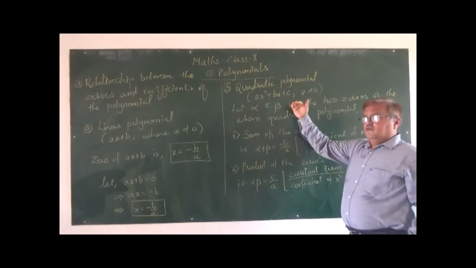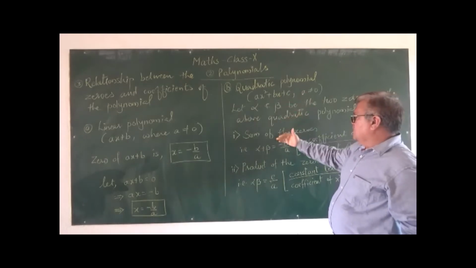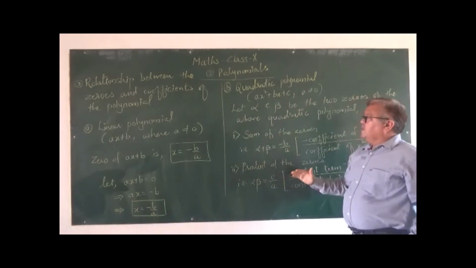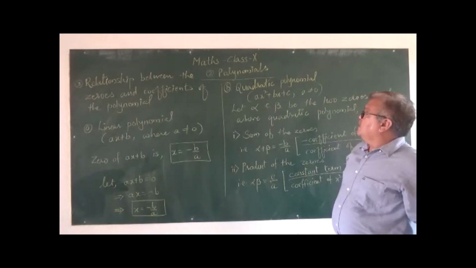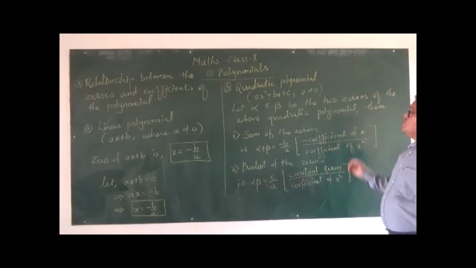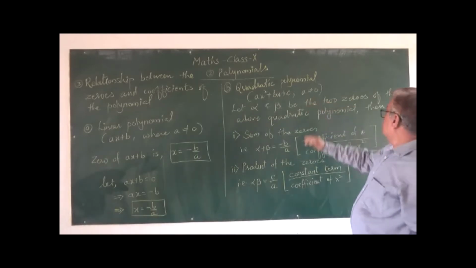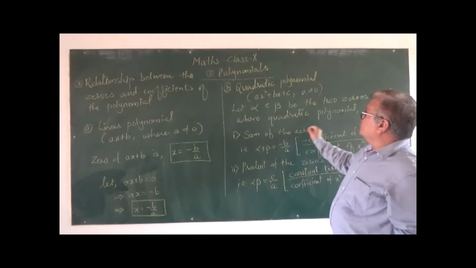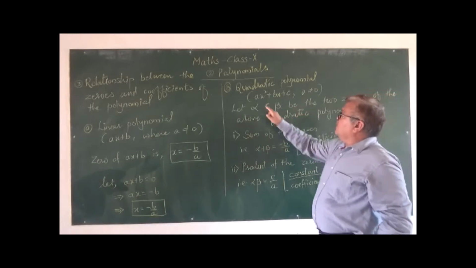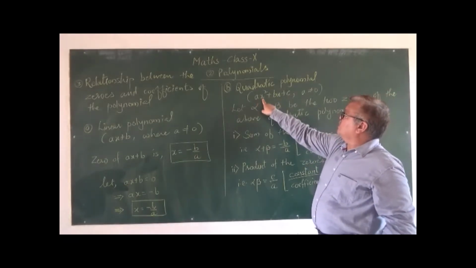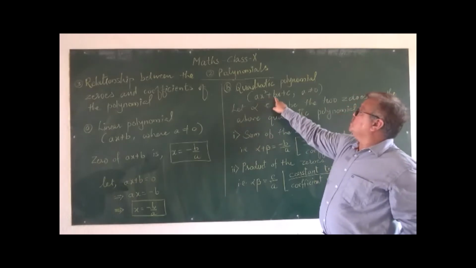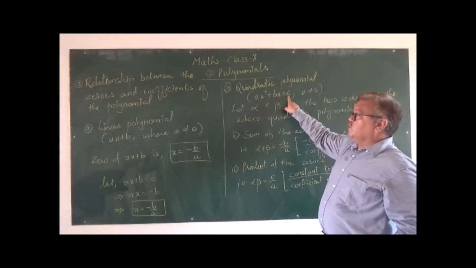Now there is a theory part, I have written here the theory part directly. How this came, that we will not see here. Let alpha and beta be the two zeros of the above quadratic polynomial. Then the sum of the zeros. Now, before that, ax square plus bx plus c. What is a? a is the coefficient of x square. What is b? b is the coefficient of x. And what is c? c is a constant term.